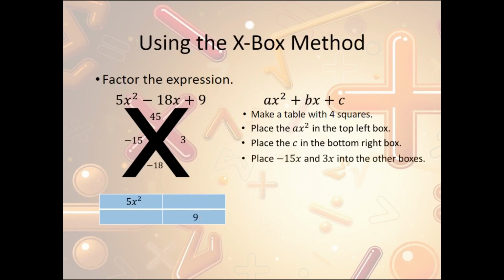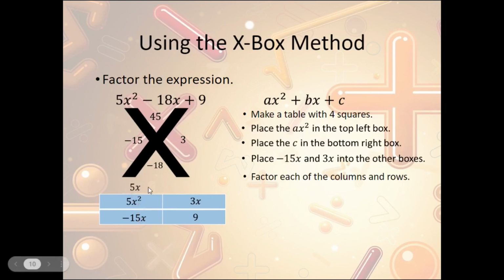Now we're going to place negative 15x and 3x into each one of the boxes. And it doesn't matter which one you place it in. So we'll put negative 15x there and 3x here. Now we're going to factor out what we can, trying to find a common factor. So between 5x squared and 15x, there's a 5x in common. So that's what we would factor out. So we'll go ahead and just put it at the top of the box.